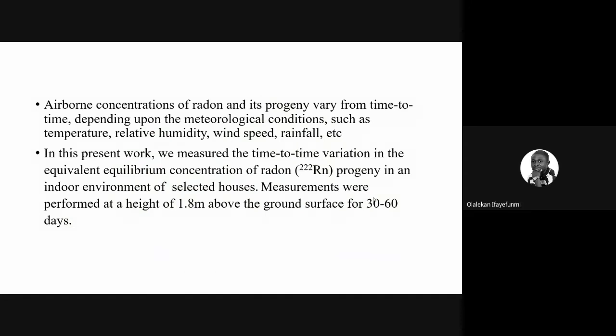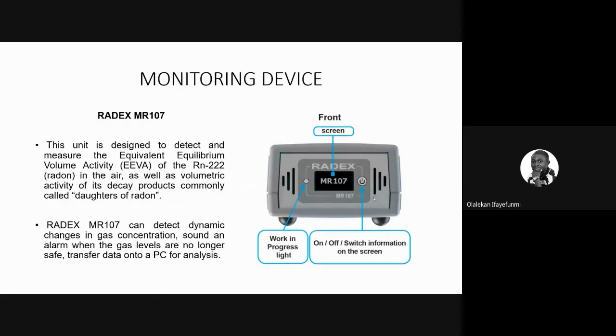The airborne concentration of radon and its progeny varies from time to time, depending upon meteorological conditions such as temperature, relative humidity, wind speed, rainfall, etc. In this work, we measured the time-to-time variation in equivalent equilibrium concentration of radon in the indoor environment of a selected house. It was performed at a height of 1.8 meters above the ground surface for about 30 to 60 days. This is the device that we used.